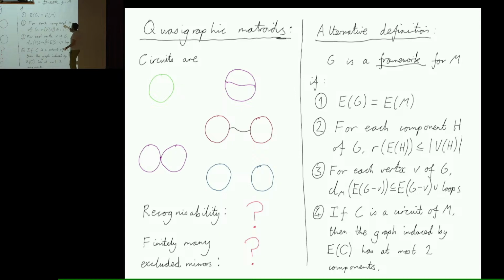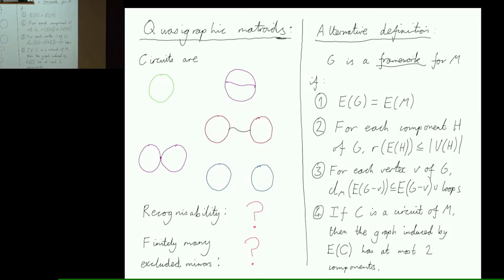Okay, so our graph is called a framework for a quasi-graphic matroid if, first of all, its set of elements is just the edge set of the graph. Secondly, the rank of any component of the graph is at most the number of vertices of that component of the graph.